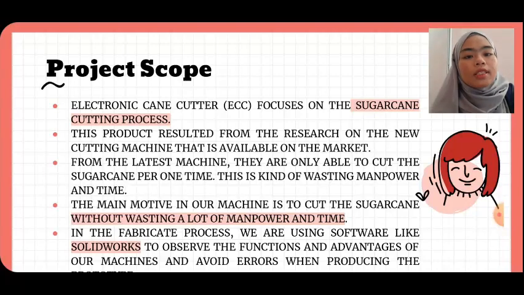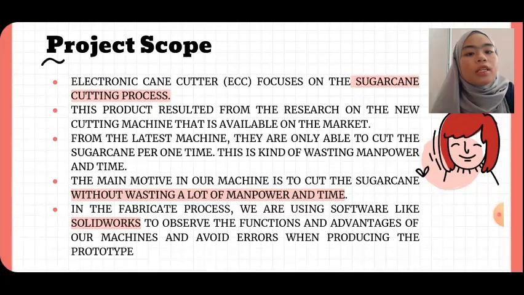The last one is, in the fabrication process, we are using software like SolidWorks to observe the function and advantages of our machine and avoid errors when producing the prototype.